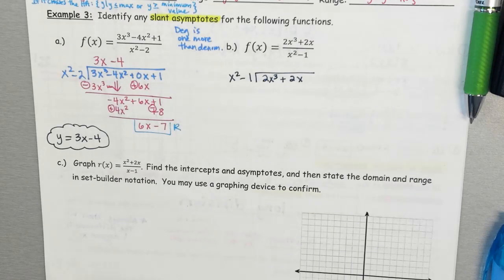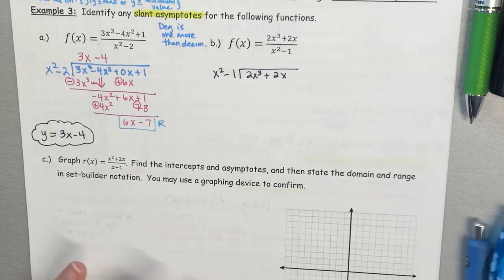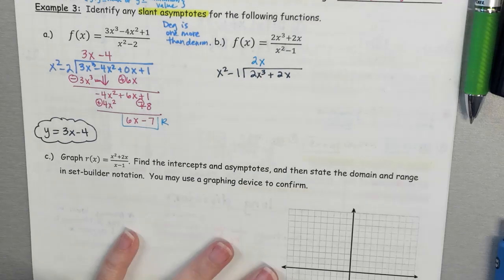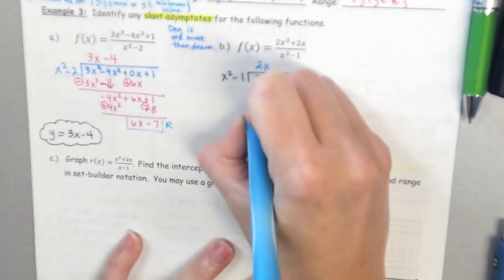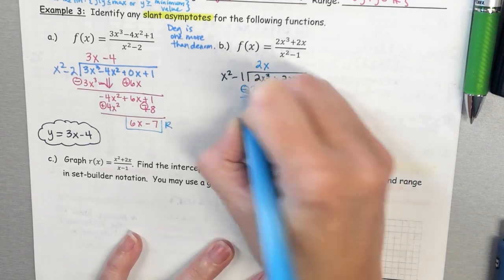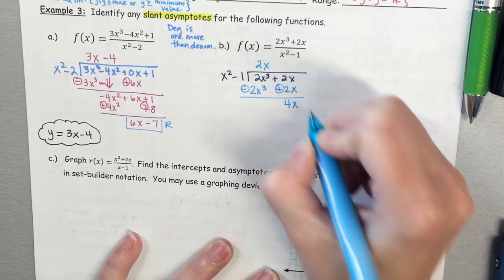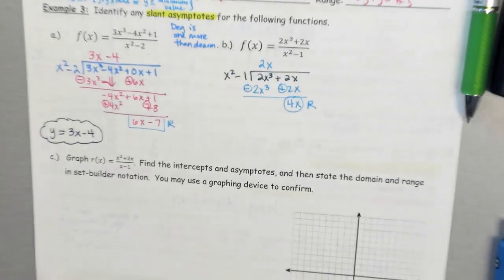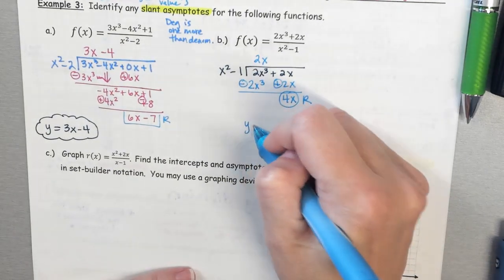Okay, and again, you can put your 0x in there. You can also just make sure you line up your like terms. Okay, so 2x cubed divided by x squared is going to be 2x. Now, when you multiply, you get 2x cubed minus 2x. And then you switch the sign, so this is 4x. Now, this degree is less than that degree, so your slant asymptote is just y equals 2x.